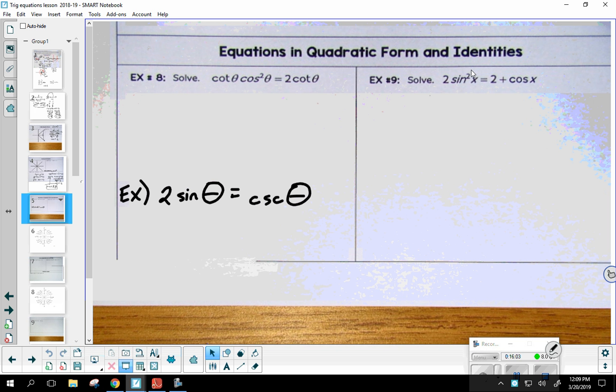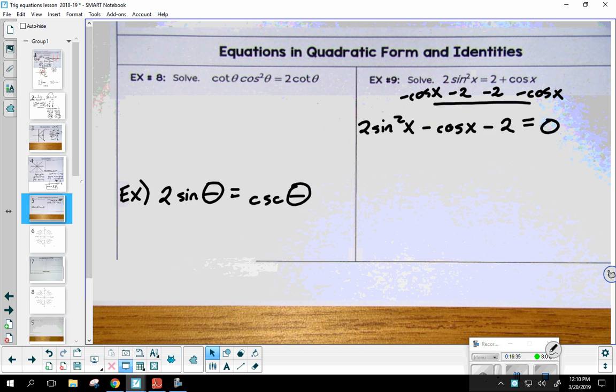So why don't we go ahead and do this? I'm going to get everything to the same side. So I'm going to subtract 2. We are on example 9 of that packet that we've been looking at, the one that I gave extra copies out for yesterday. I'm also going to subtract the cosine at the same time. So what I'm going to have is 2 sine squared of x minus cosine of x minus 2 is equal to 0.